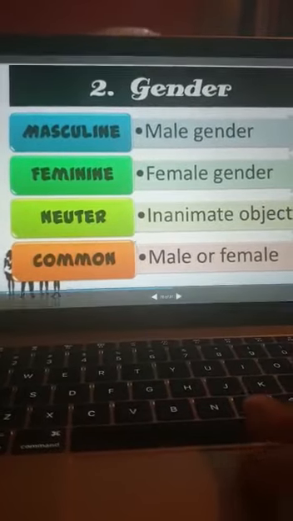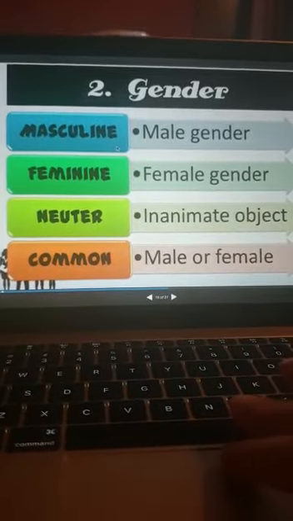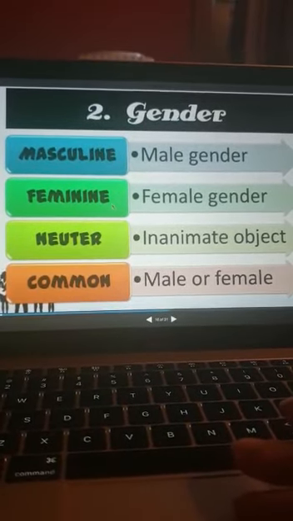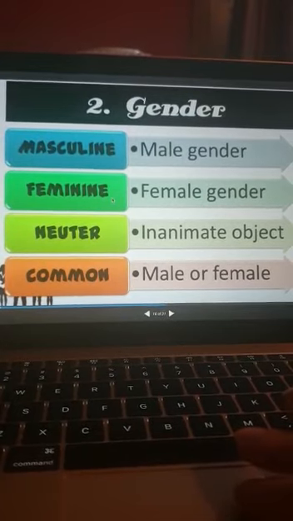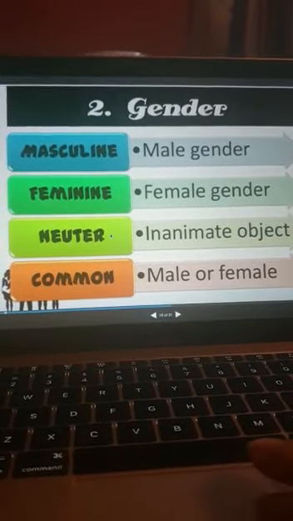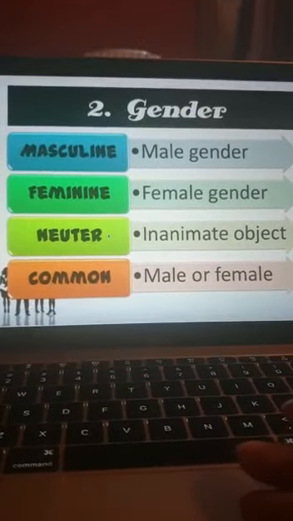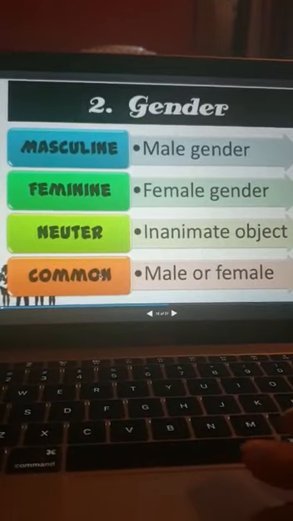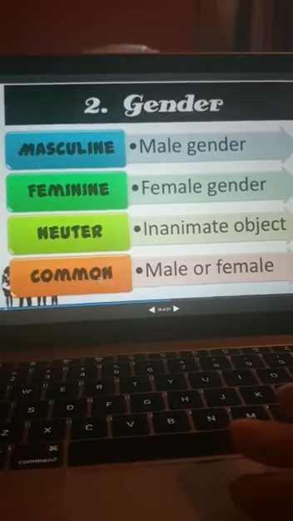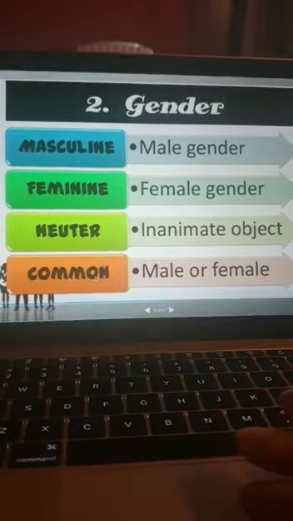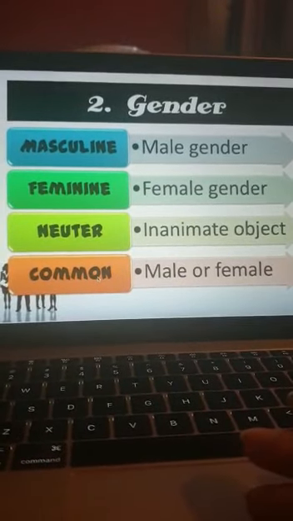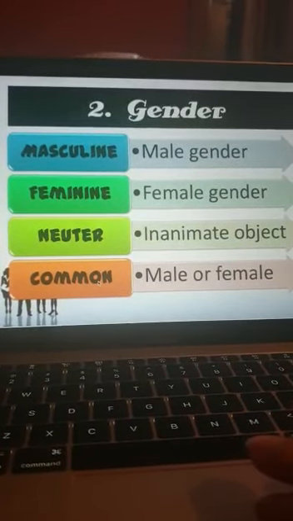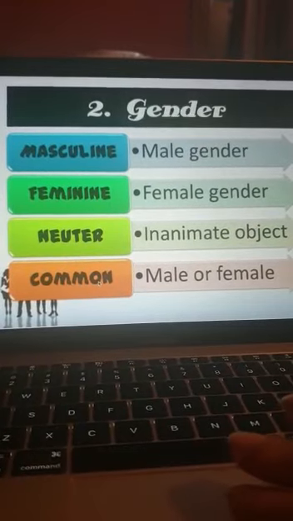Okay, so we have four genders. Masculine means male, where we use words like man. Feminine is female gender for words like woman. Neuter is for non-living things: table, chair, book, window, door. Common is used for both, which can be either male or female. So these were the two properties. First is number and another is gender. So after this we come to the next, which is a new topic for you, but then it is a very simple topic.